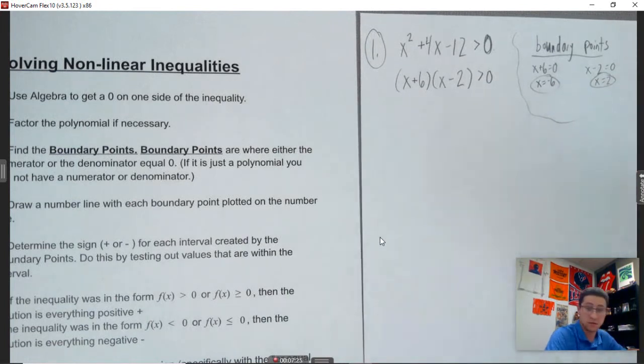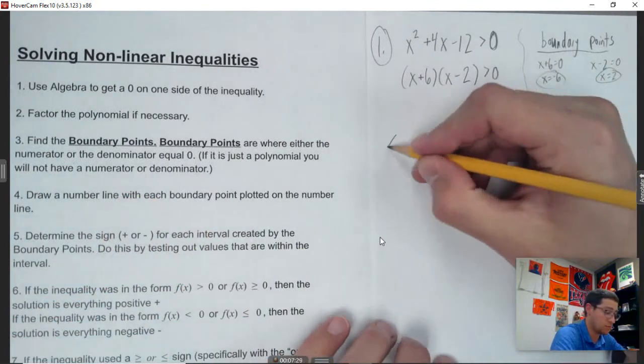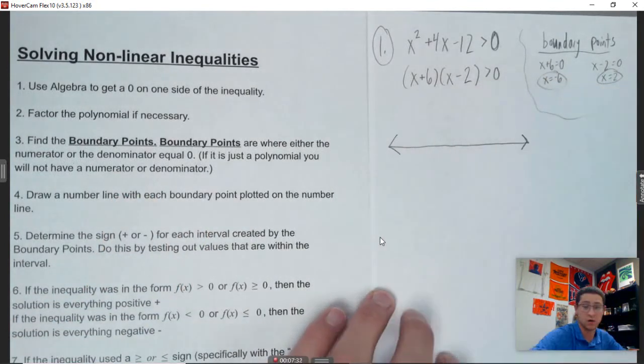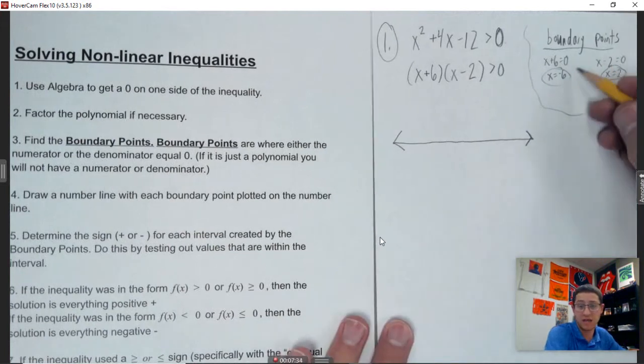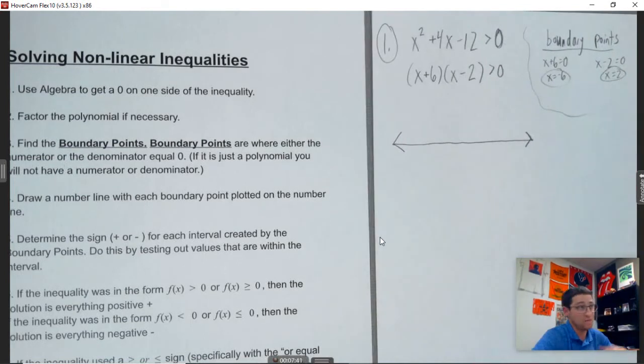That's step 3. Step 4, we're going to draw a number line with each boundary point plotted on the number line. So, classic number line here, we're just going to draw a horizontal line, and then we're going to plot negative 6 and 2. For me personally, the only ones that I plot are those boundary points. Now, you can fill it in with other points if you really wanted, but in my opinion, it's going to make things a little bit confusing just because you're going to have a bunch of intervals here. And I just want to stick to just the intervals that I have. I don't want extra information. I just want to have the exact information we need.